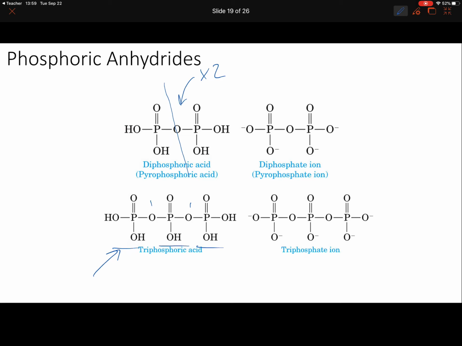And just to show you what happens when you put these into water or in our bodies in blood, the pH is a little more than 7, so it's slightly basic, so it pulls off the hydrogens. So you can see here these charges on the O's. So that's what phosphoric anhydrides look like. Pyrophosphate is actually a molecule that's an intermediate in glycolysis, or in one of our carbohydrate breakdown cycles.